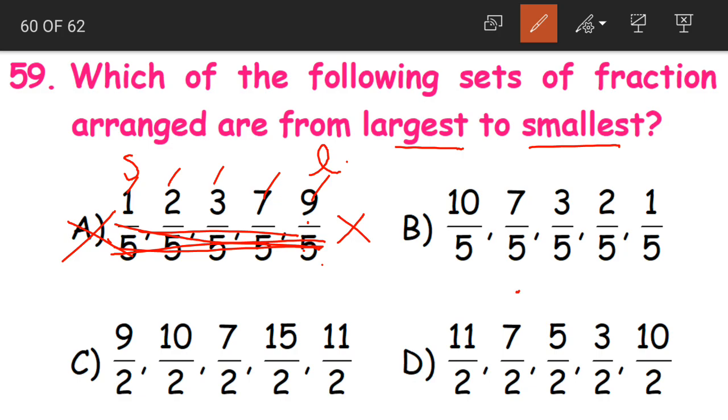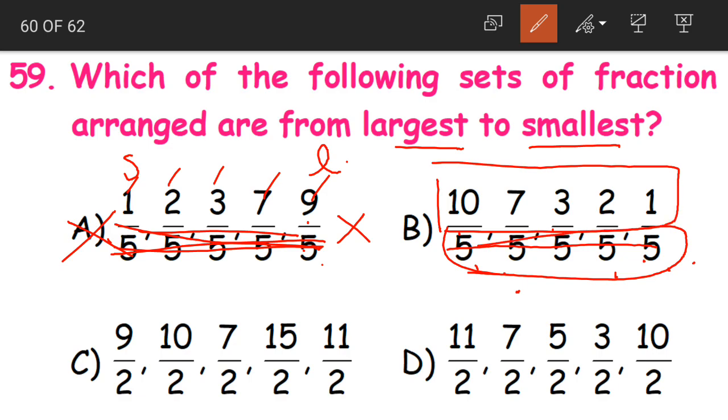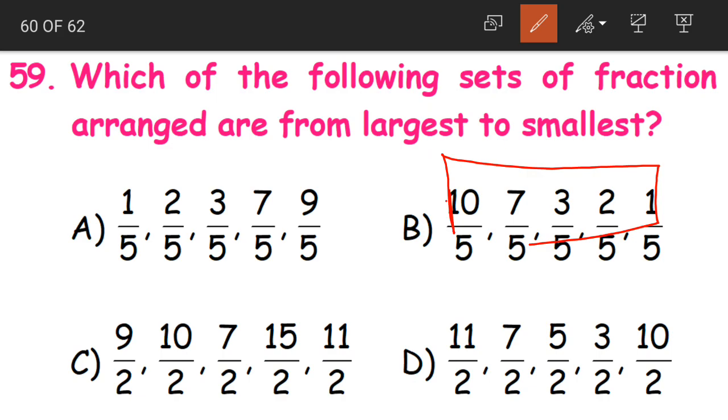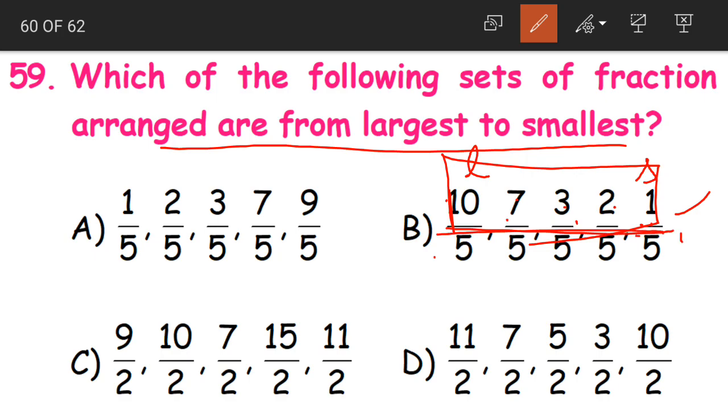Coming to option B, children. Again, as you can see, all the given fractions have the same common denominator, that is nothing but our 5. So again, these are our like fractions. We'll simply compare the numerators. Yes, the fraction with the highest numerator becomes the highest fraction. Now if you observe, we have 10, 7, 3, 2, 1. Are these arranged from the largest to smallest? Yes, 10 here is the largest number, and then we have 7, 3, 2, 1. These numerators are in our descending order, that is from largest to smallest.